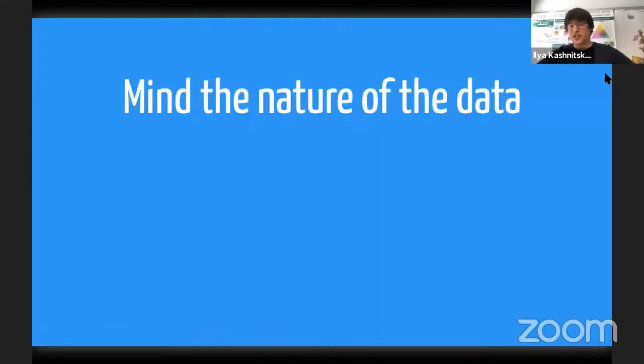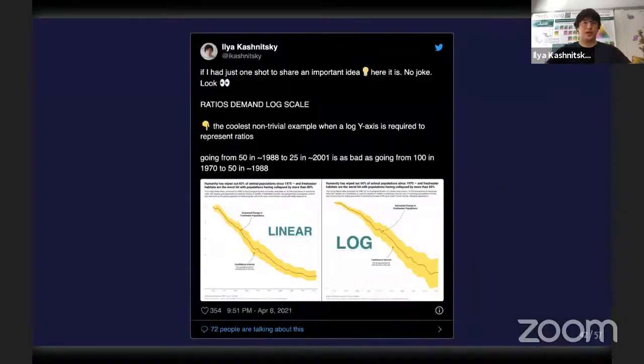Okay, another suggestion. Well, again, it's not a rule. You cannot enforce people to be careful. But I think when you work visualizing your data, it's oftentimes very useful to just take a pause and think about the nature of your data. And sometimes design choices can misrepresent your data quite a lot. So here is one example.